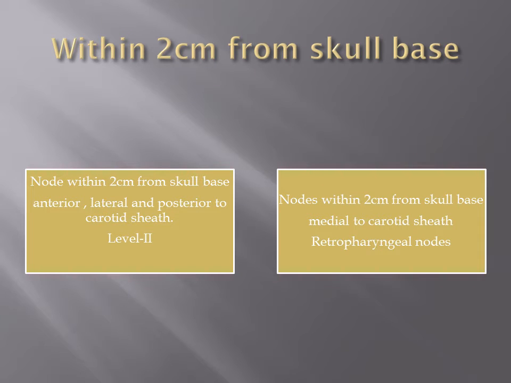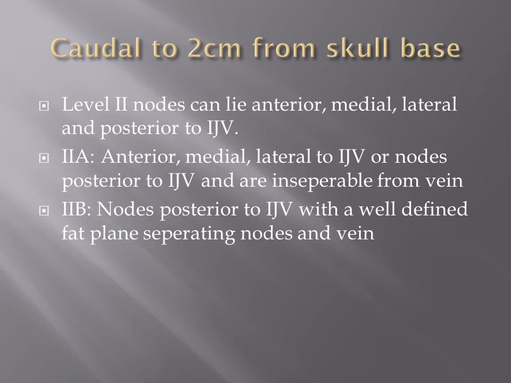Beyond 2 centimeters, the nodes can lie medial to the carotid sheath or IJV. Caudal to 2 centimeters, 2A nodes can lie anterior, medial, and lateral to IJV, and the nodes can also lie posterior to IJV but inseparable from the IJV. Level 2B nodes lie posterior to IJV with a well-defined fat plane separating nodes and vein.